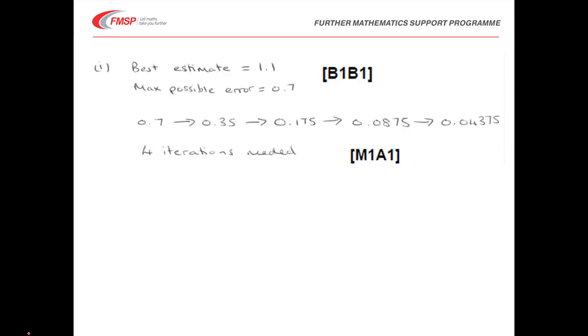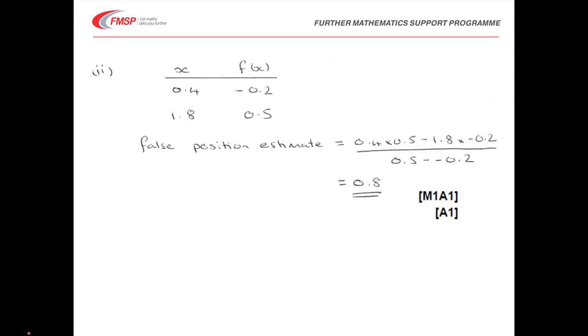Looking at the marking for that, 1 mark for your best estimate and your maximum possible error. 1 mark for going through the process of halving, that's a method mark, and then 1 answer mark for summarising that there will be 4 iterations. For the false position estimate, there's 1 mark for the calculation, and an answer mark for putting the right values into that calculation, and an answer mark for the 0.8.